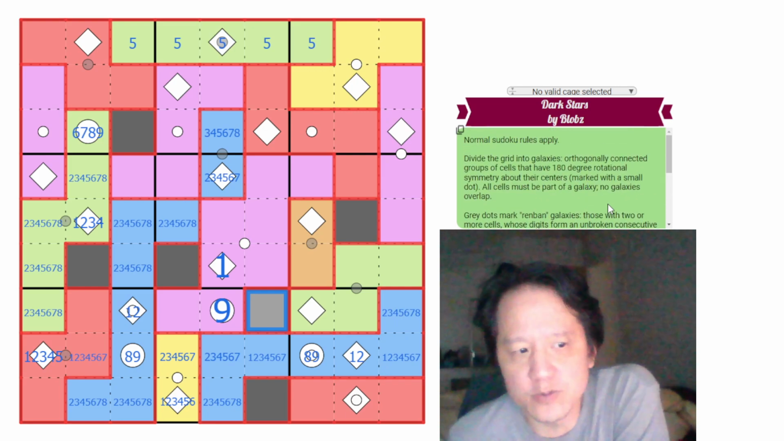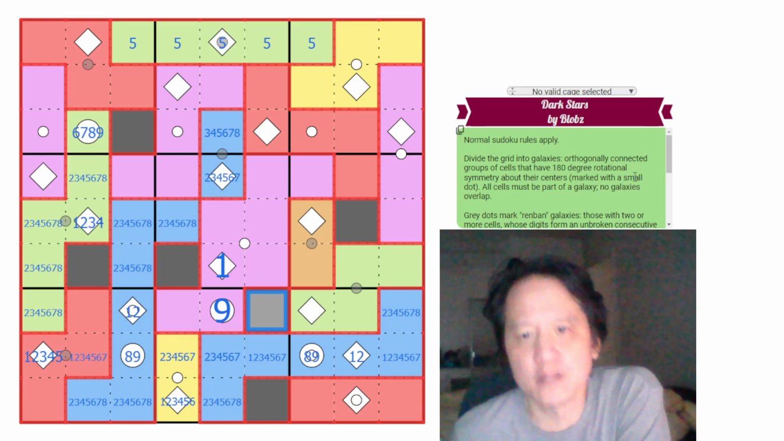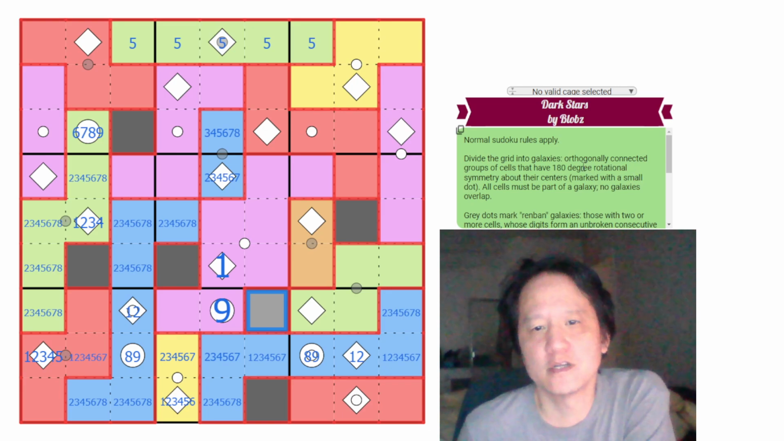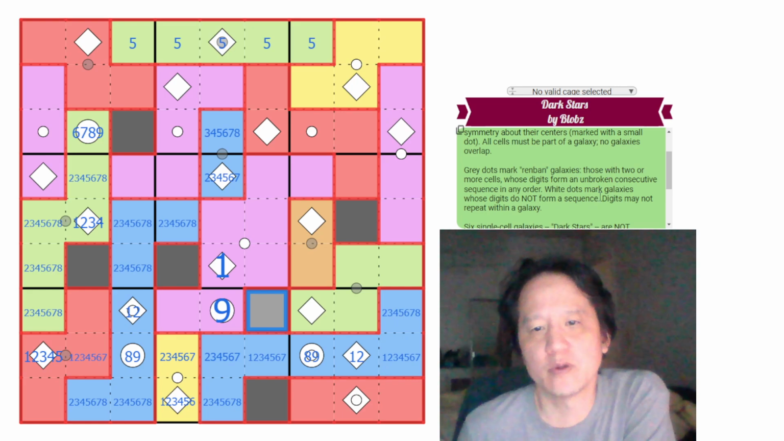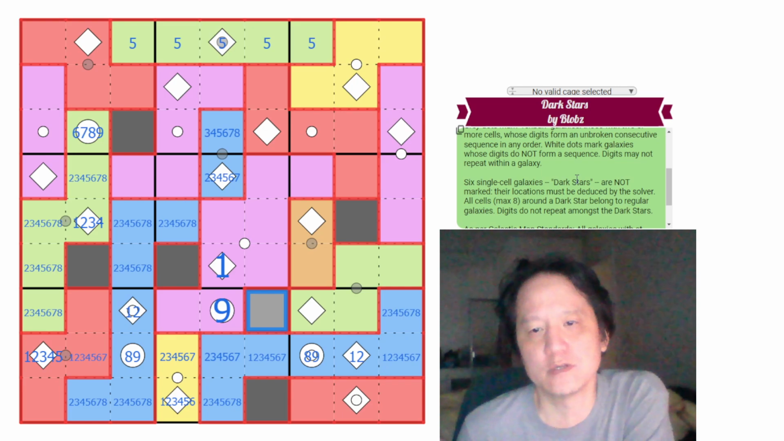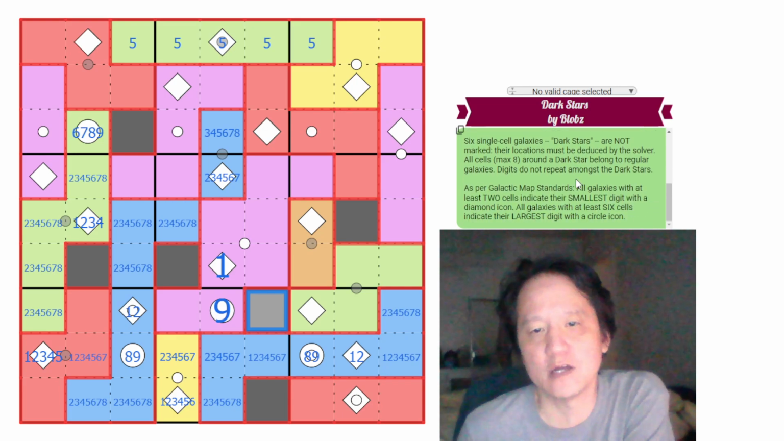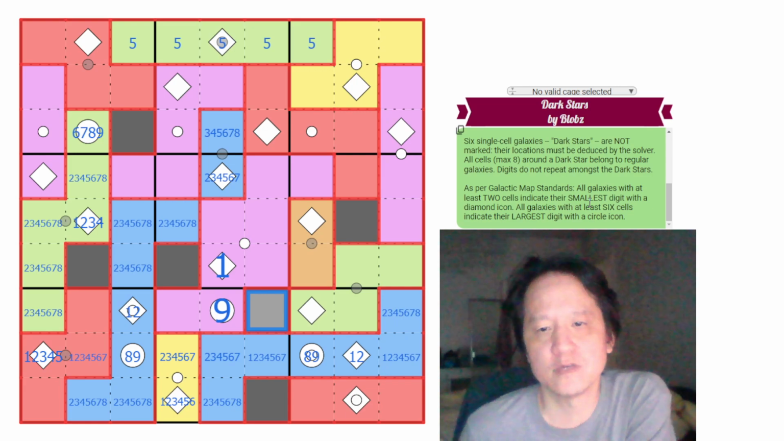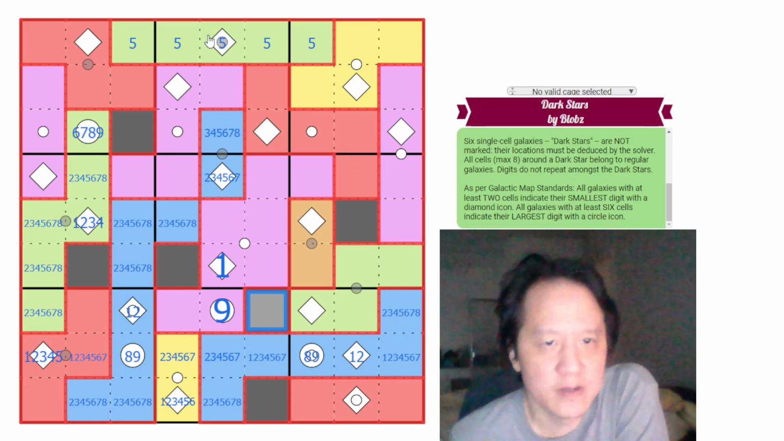Okay, let me just double check the rules to make sure we're not missing anything. Orthogonal connected groups and so on. Gray dots form Renban: those are galaxies whose digits form an unbroken consecutive sequence in any order. White dots mark galaxies that do not form a sequence. Digits may not repeat within galaxies. Single cell galaxies are not marked. Location must be deduced. We have that already. All cells around a dark star belong to regular galaxies, which is the case here. Digits do not repeat amongst the dark stars. All galaxies with 2 cells have diamonds. Okay, yeah. So that's everything.